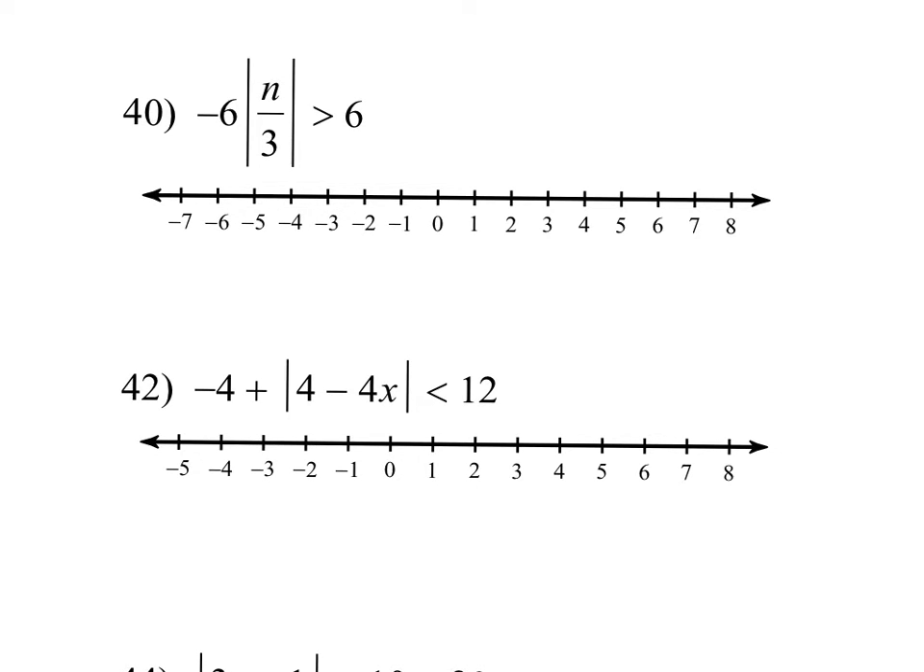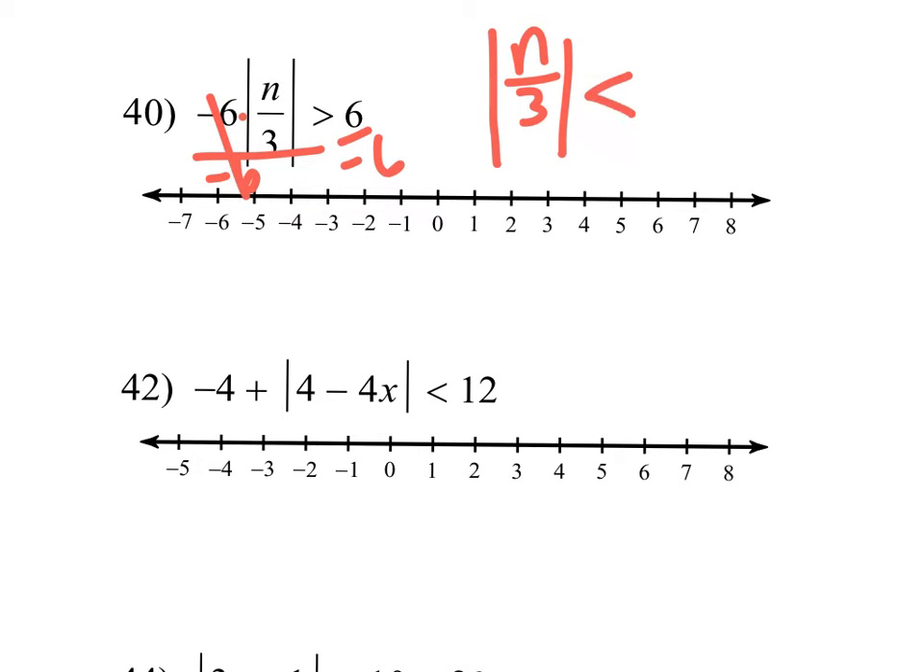In other words, we've got this multiplication right there of -6 times that. So I need to undo that. I don't add 6 to undo multiplication. I'm going to divide by -6. So I have the absolute value of n over 3. We divided by a negative, so we got to flip that inequality sign. And 6 divided by -6 right here is -1. Okay, so we've isolated the absolute value.